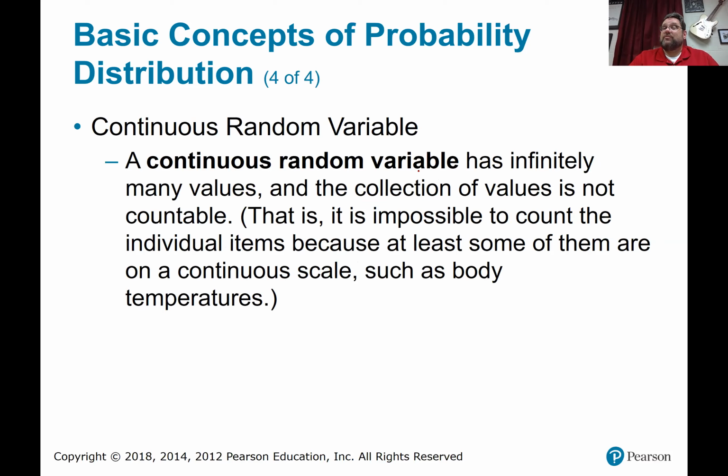A continuous random variable is infinite. The way I like to think about it is that instead of taking the number 0 or 1, it could take 0 or 1 or any of the stuff in the middle. It could be anywhere in the middle. A lot of times when we're measuring things, that's going to be a continuous value. We've talked a little bit about continuous and discrete before, but in this case, that's what we mean.